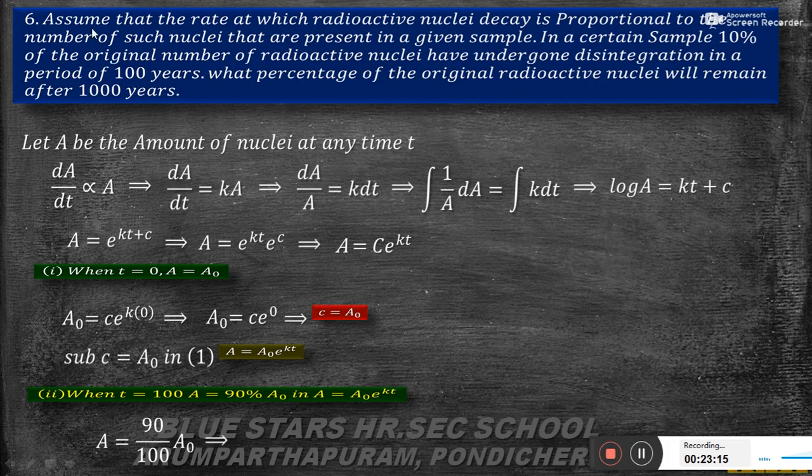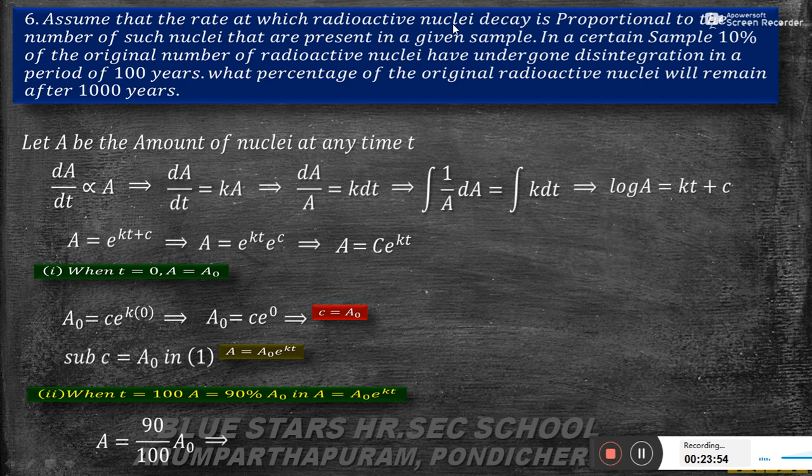So now we discuss the sixth problem. You see here, assume that the rate at which radioactive nuclei decay is proportional to the number of such nuclei present in a given sample. In a certain sample, 10% of the original number of radioactive nuclei have undergone disintegration in a period of 100 years. What percentage of the original radioactive nuclei will remain after 1000 years? Here I take A to be the amount of nuclei at any time t. So rate means dA by dt.